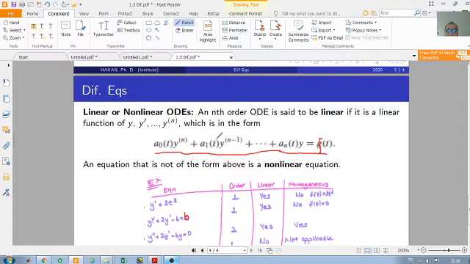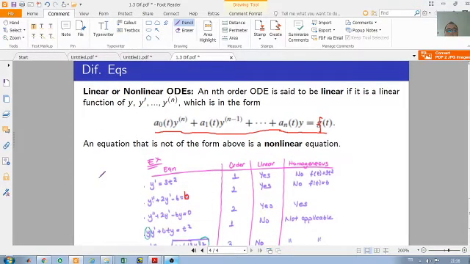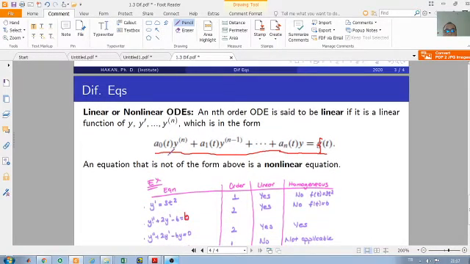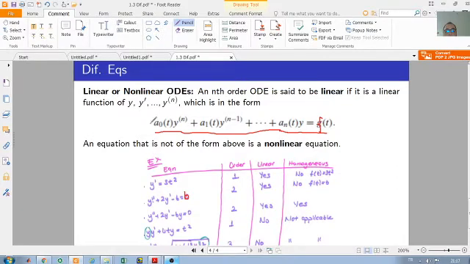Namely, the coefficients are functions of t, and we have the nth derivative, the n minus 1 derivative, and so on, and a_n of t times y is equal to f of t. It is similar to the statement of the polynomial, if you remember. Instead of x to the power n, we have the nth derivative of the dependent variable. An equation that is not of the form above is a nonlinear ordinary differential equation.